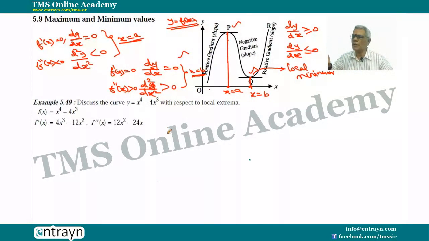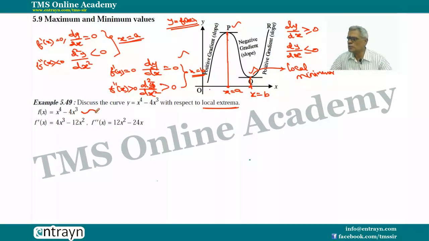So the condition for local maxima is dy by dx is 0, d square y by dx square is less than 0 at x is equal to a. The condition for local minima is dy by dx is 0, d square y by dx square is greater than 0 at x is equal to b. Let me take a function: discuss the curve y is equal to x power 4 minus 4x cube with respect to local extrema. Local extrema means it may be local maxima or local minima.